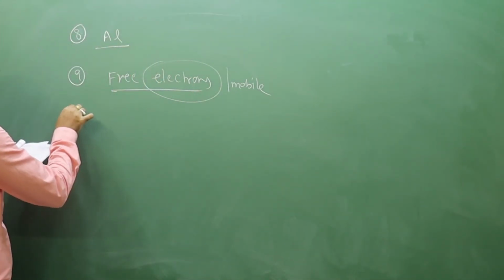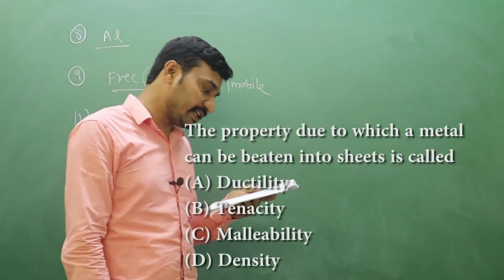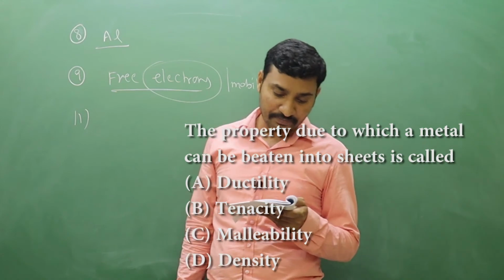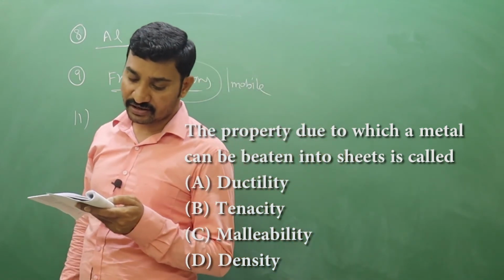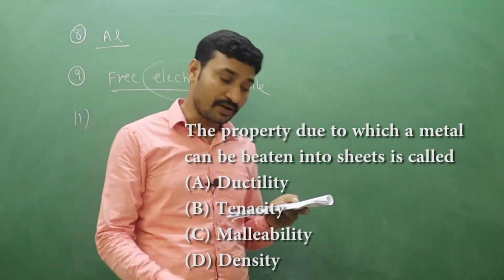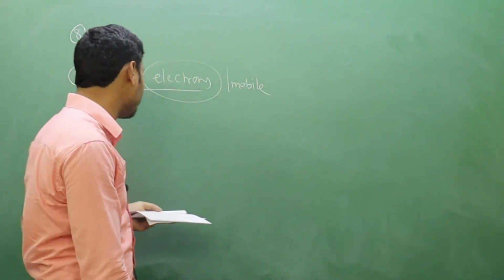Next, question number 11: the property due to which a metal can be beaten into sheets is called malleability. Beaten into sheets is the property of malleability. Option C is correct.